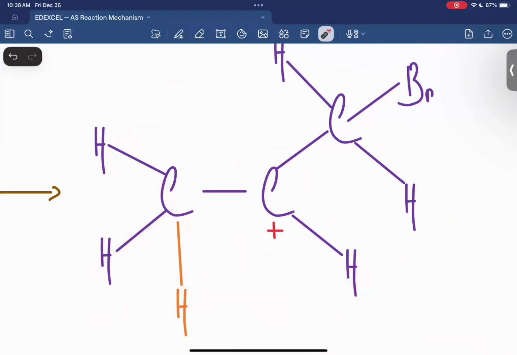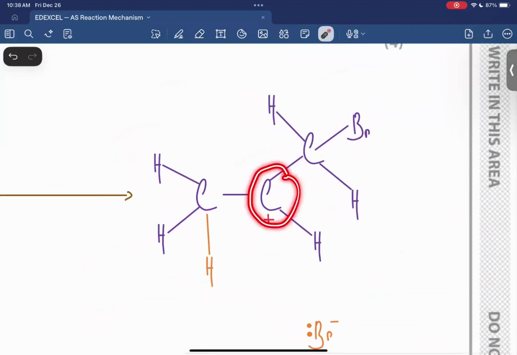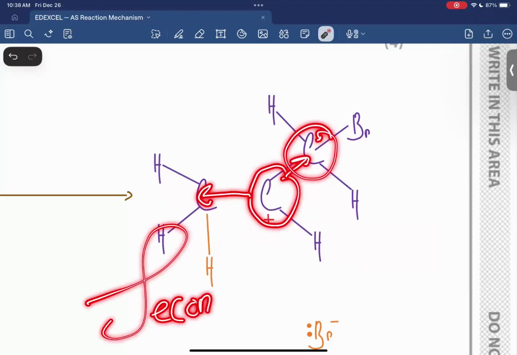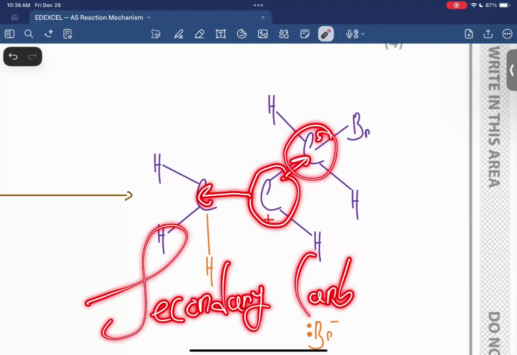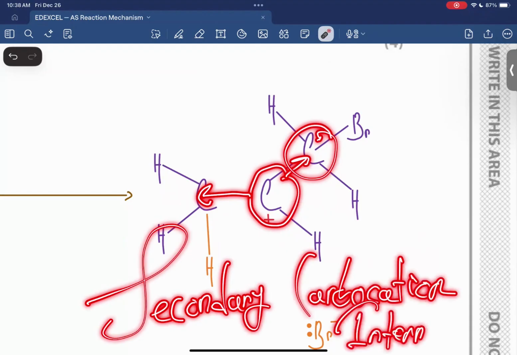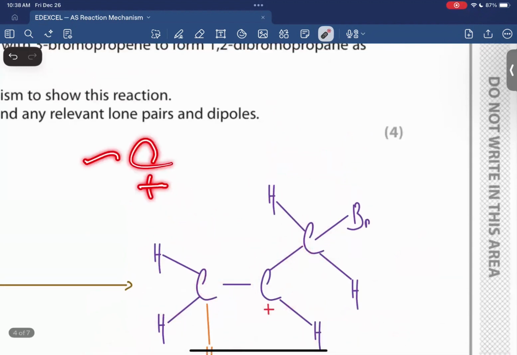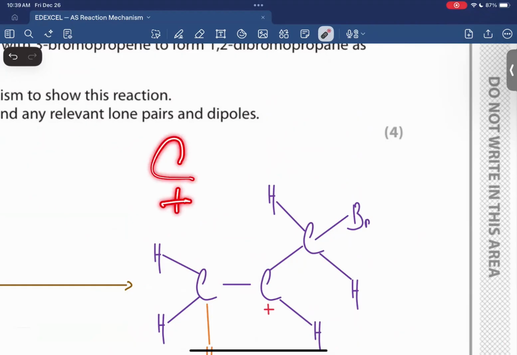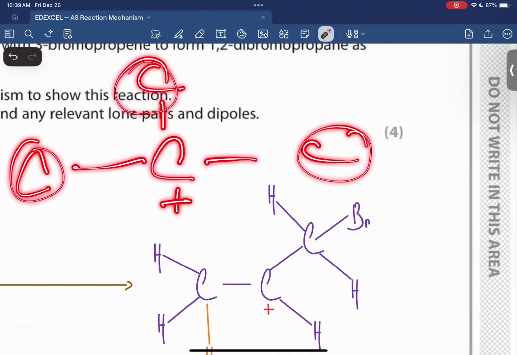Let me repeat. Since this carbocation has one carbon over here and another carbon over here, this is basically what we refer to as a secondary carbocation intermediate. If this carbocation has only one carbon around it, this is primary. And if this carbocation had three carbons around, one, two, three, this is tertiary. Now there is a thing known as stability.